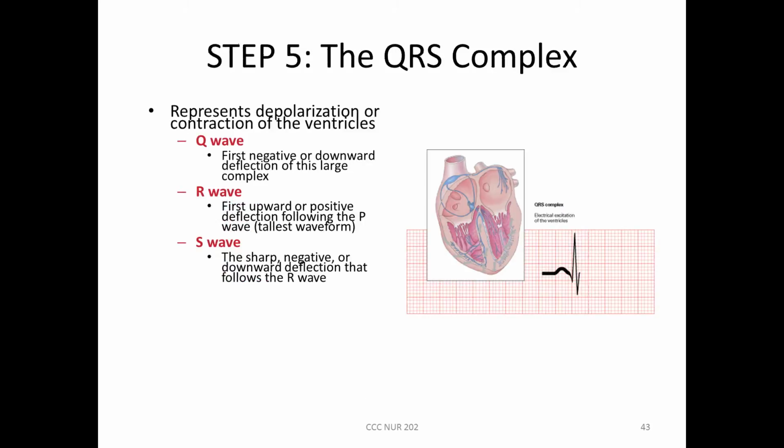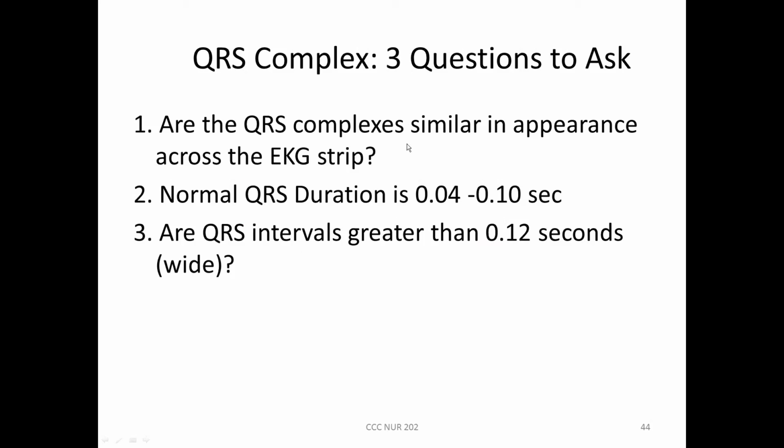Step 5, the QRS complex, represents the depolarization or contraction of the ventricles. The Q wave is your first negative or downward deflection. Sometimes you may not see that downward deflection. R wave is the first upward, and S wave is the sharp negative. Are the QRS complexes similar in appearance across the EKG strip? Normal QRS duration is 0.04 to 0.10 seconds. Are QRS greater than 0.12 seconds wide?